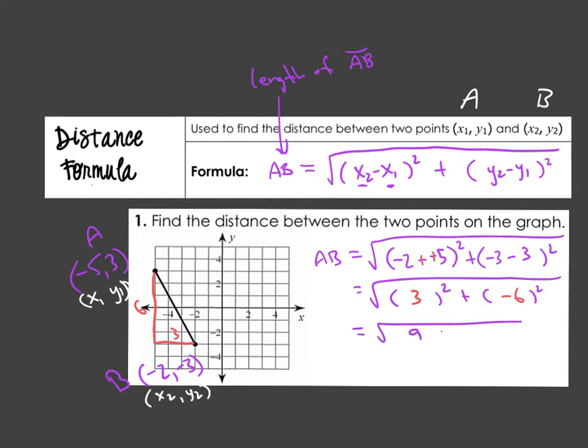3 squared is 9. -6 squared. I'm not going to put the negative in my calculator. I'm just going to square 6 if I need help. But I know that to be 36, which is the square root of 45, which is approximately, you guessed it, still 6.7. So AB is approximately 6.7 units long.